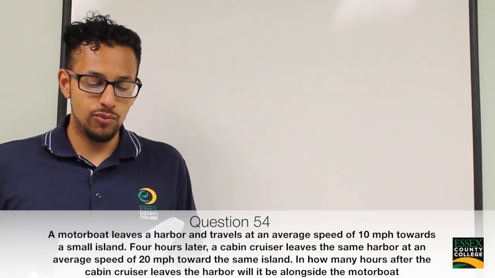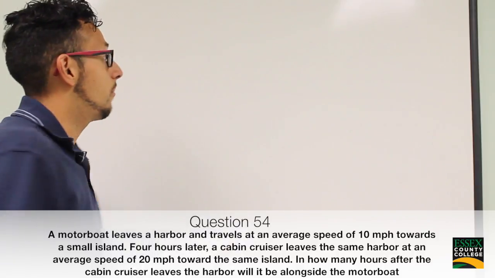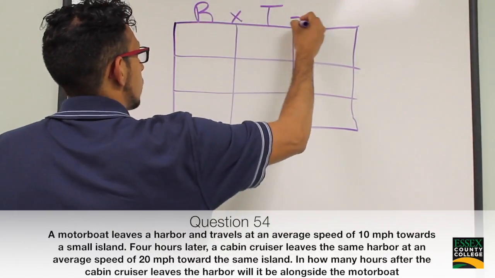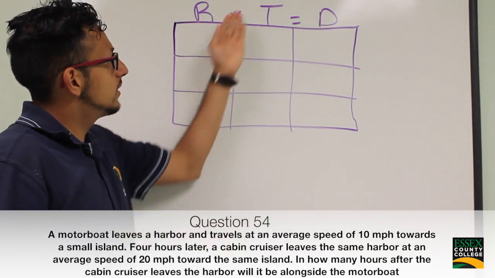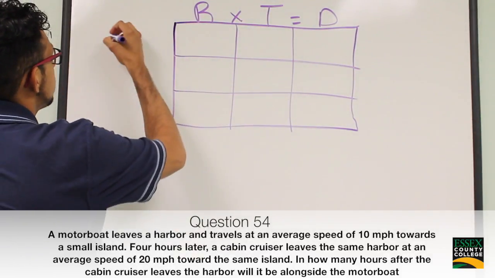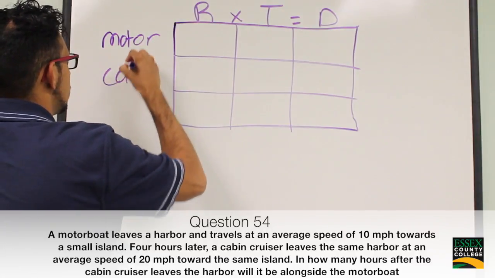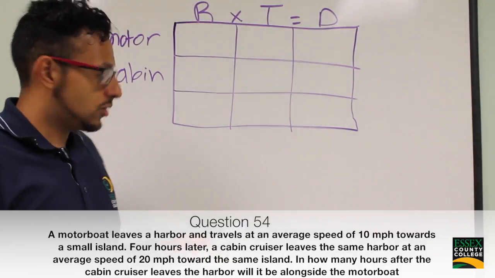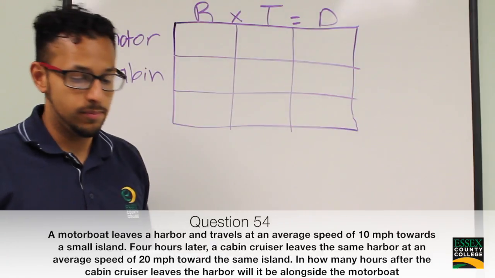For this problem, we have a rate times time equals distance problem. So for that, the easiest way is to draw the table. Here you can see we're going to draw rate for this column times time for this column equals distance for this column. So we can label this part the motorboat and this one the cabin cruiser. So we have motorboat for this row, and cabin cruiser for this row.